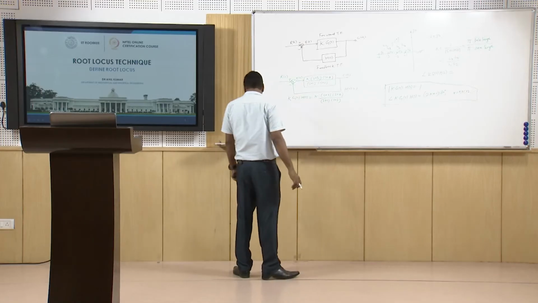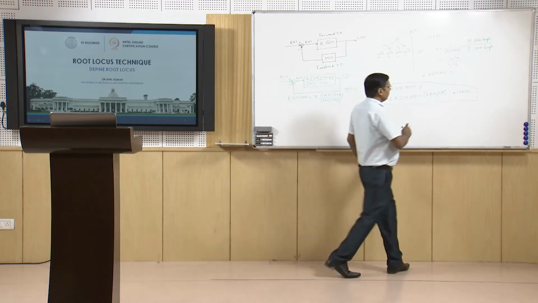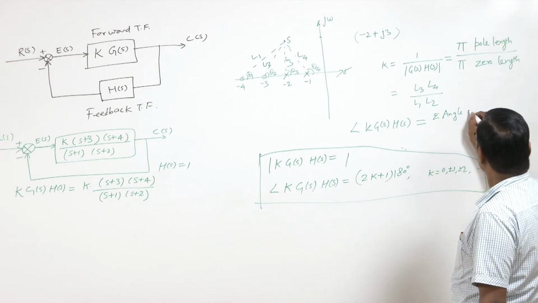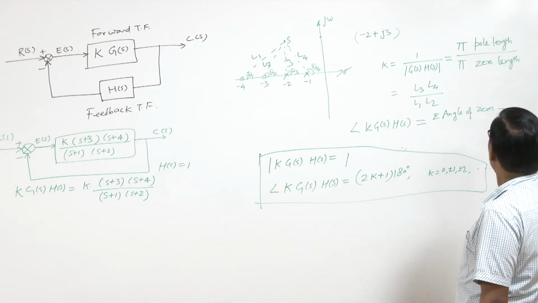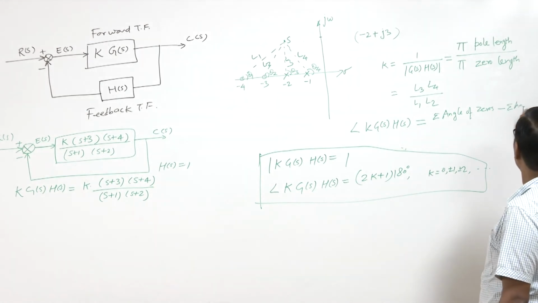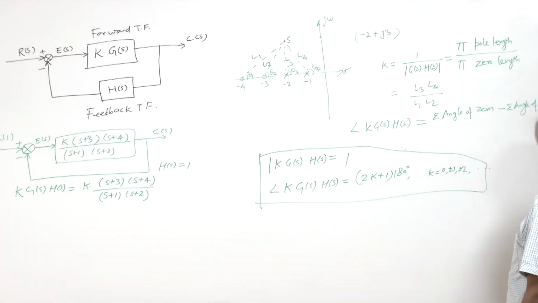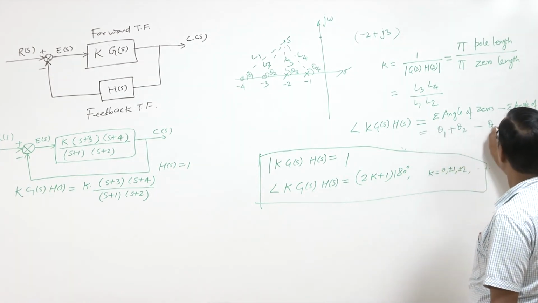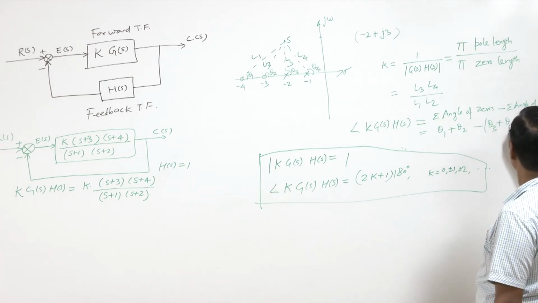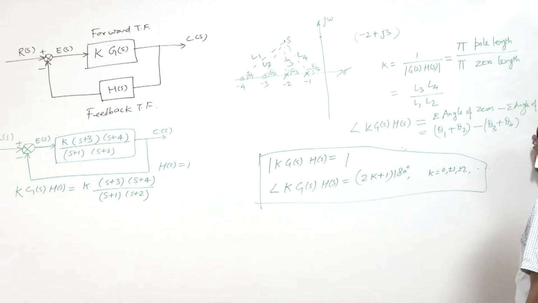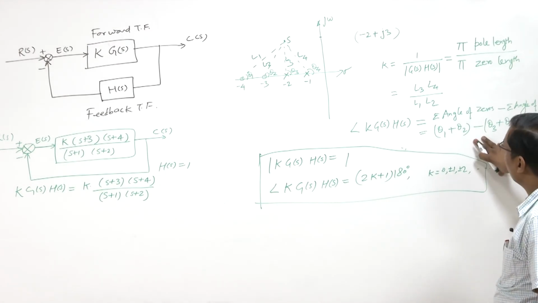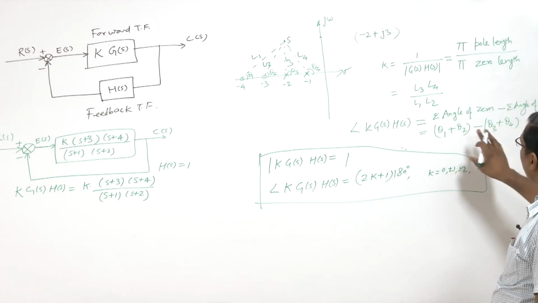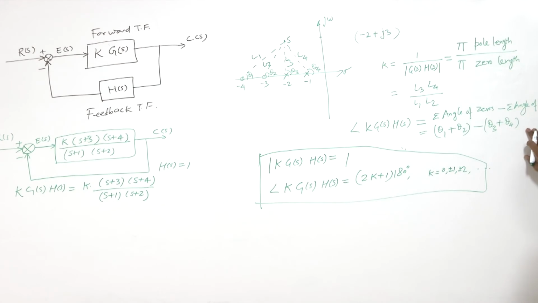So the angle should be the sum of angles of zeros minus the sum of angles of poles. So here theta 1 plus theta 2 minus theta 3 plus theta 4. So it must also satisfy this angle condition, because here we have calculated just the length or magnitude. Here it must satisfy the angle condition.